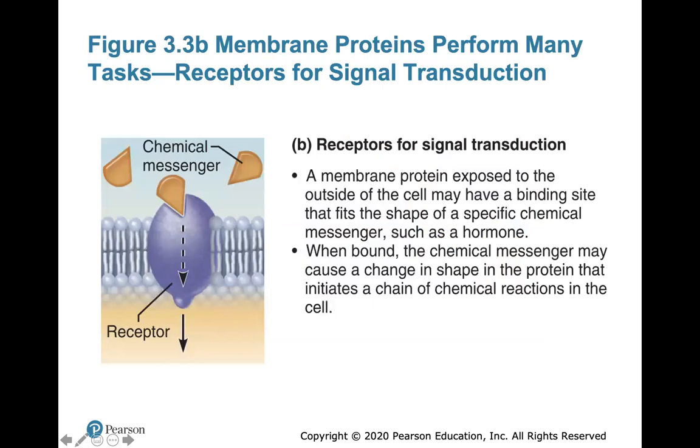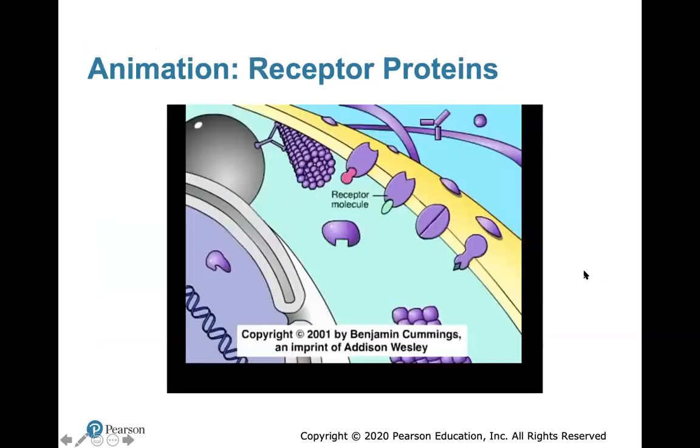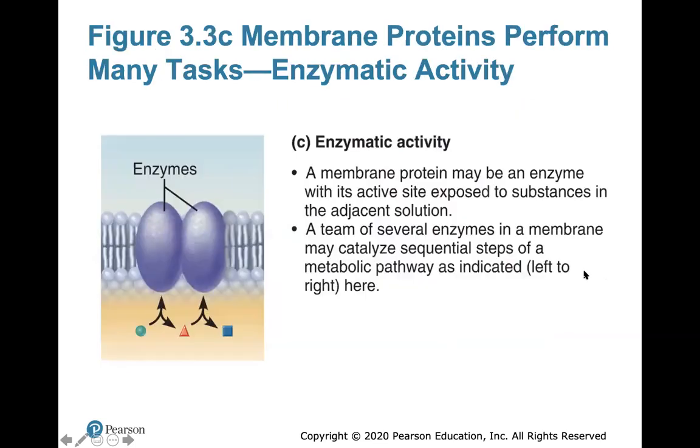Receptors for signal transduction. This just means that a membrane protein exposed to the outside of the cell may have a binding site that fits the shape of a specific chemical messenger, like a hormone. And when that chemical messenger or hormone is bound, the chemical messenger may cause a change in shape in the protein that initiates a chain of chemical reactions in the cell. Another great animation on receptor proteins.